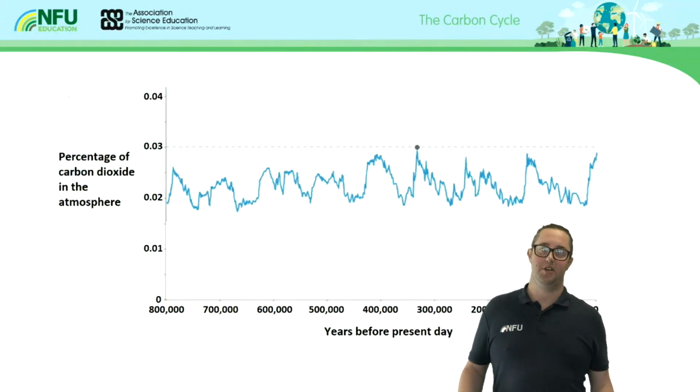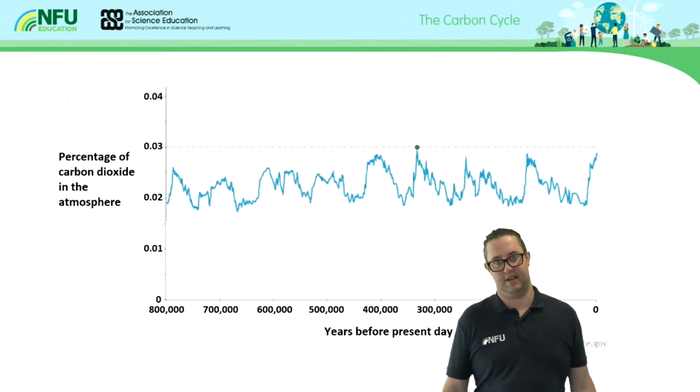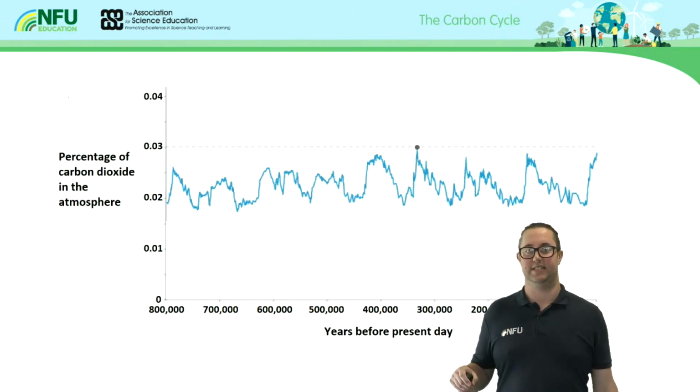So we've seen that carbon dioxide levels in the atmosphere have remained roughly the same for millions of years. However, there is some change, as this graph shows.